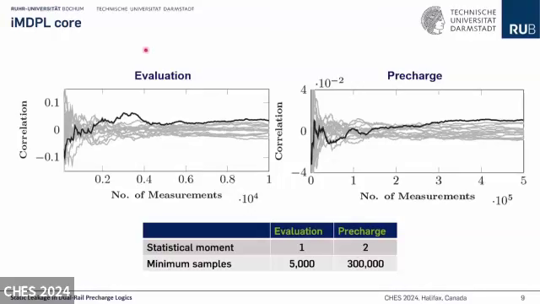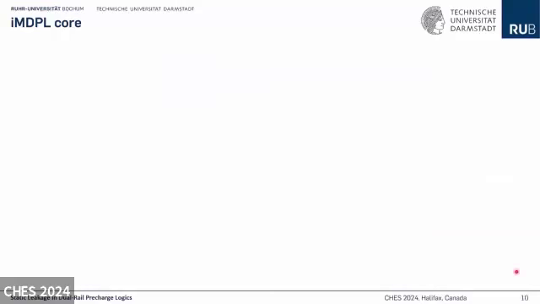On the left, you see the attack results when the chip is in the evaluation phase. In this case, we were able to perform a successful first-order attack with around 5,000 samples. But in the case of the pre-charge phase, a successful second-order MCDPA attack needs almost 300,000 samples. It is clear from the previous results that the device leaks strongly in the evaluation phase.